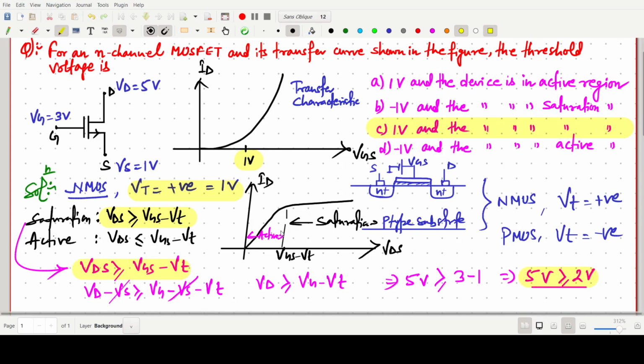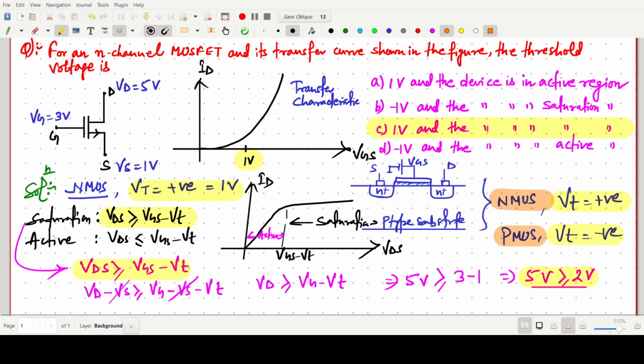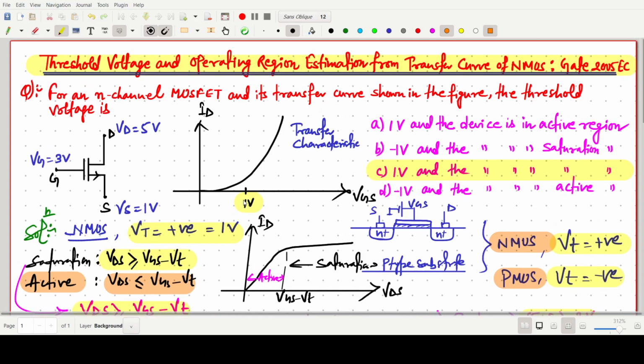Simple. These two or three things we have to remember. Vt is positive for the NMOS, Vt is negative for the PMOS. For the saturation region this one is the condition, and for the active region this one is the condition. We are interested in the saturation one, because now we are finding from these two conditions. We took saturation first, and we found that this condition holds, so it must be in the saturation region. You can start with the active region also. So the correct answer for this question will be option number C.